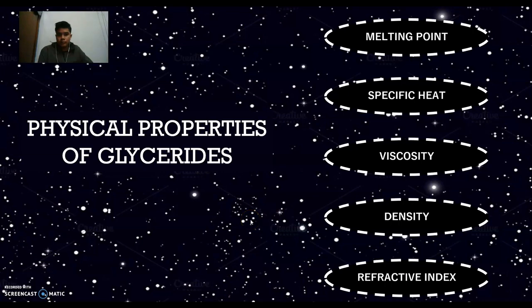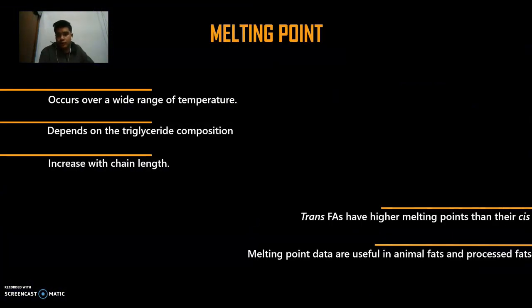Now let's look at the first point, the melting point. Melting point usually occurs over a wide range of temperature, and it depends on the triglyceride composition. The longer the chain length, the higher the melting point of the fatty acid will be. Trans fatty acids have a higher melting point than cis fatty acids, because the configuration of trans fatty acids is more stable than that of cis fatty acids. Melting point is very useful for animal fat and processed food.